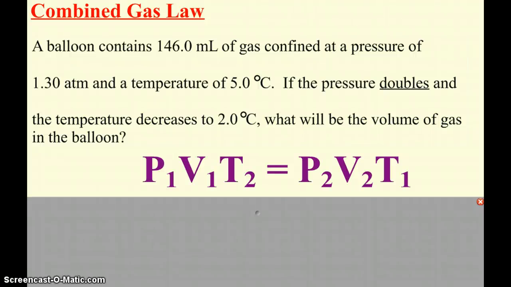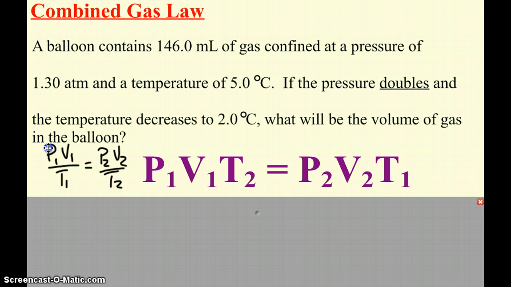Alright, so the second part of the bookwork here has three more gas laws. The first one is the combined gas law. And in this situation, we can have the pressure, volume, and temperature all changing. Now in the book, they might show you the equation again as P1 V1 over T1 equals P2 V2 over T2.